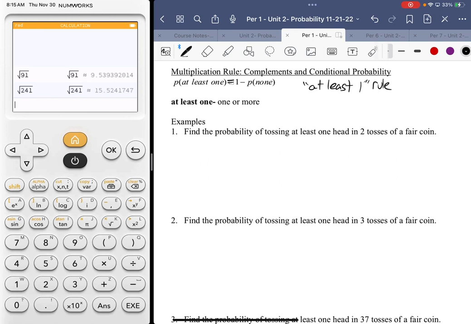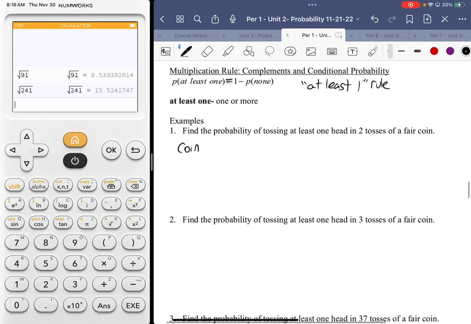Now, in the first example, it says find the probability of tossing at least one head in two tosses of a fair coin. So I'm just going to take you through the longer way of doing it. I'll only do it for this problem. It's not long, though. It's still quick based off of the framework of the problem, but this would be the more brute force approach. So if you're tossing at least one head in two tosses of a fair coin, we have coin one and coin two.